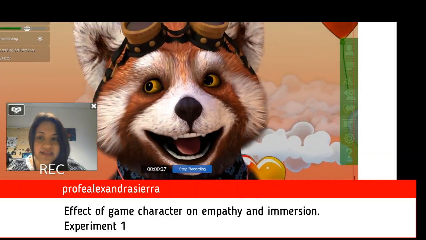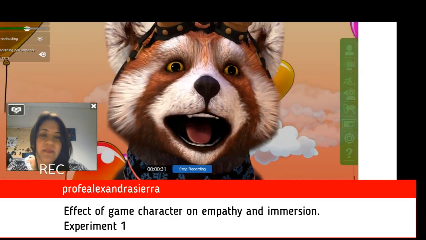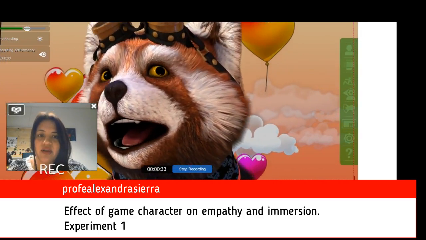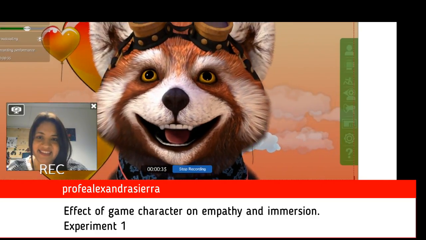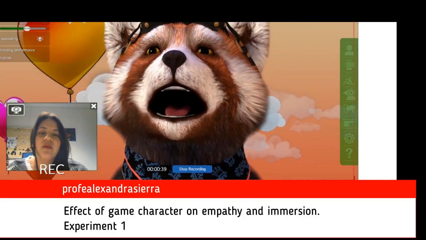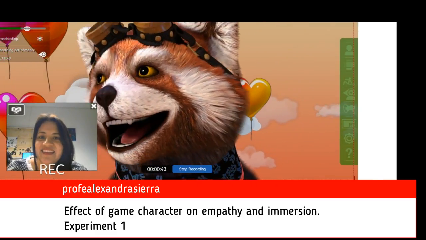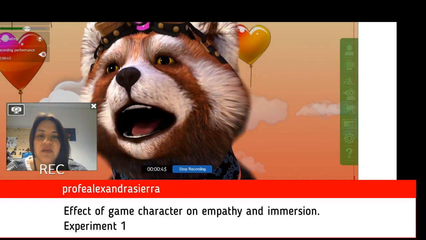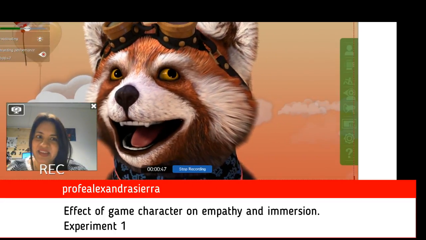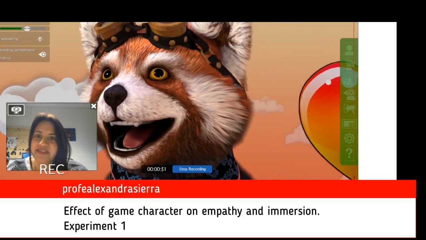But what is empathy? Empathy is the capacity to understand or feel what another person is living. Recent research has discovered that it's possible to have empathy with some animals, such as pets. But what happens with empathy toward a virtual character? Specifically, virtual characters with animal shapes.